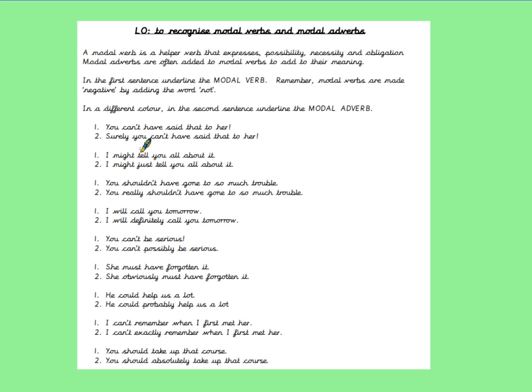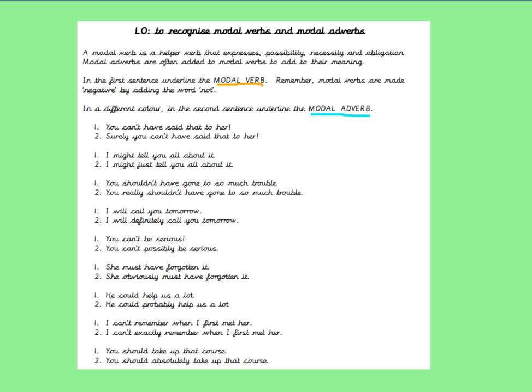So in the first sentence, and we'll do one together so you can see what you need to do, you need to underline the modal verb. And remember, modal verbs are made negative by adding the word not. All right. In a different colour, in the second sentence, underline the modal adverb. So I'm going to start with orange, and I'm going to underline my modal verbs in orange, and my modal adverbs in turquoise.